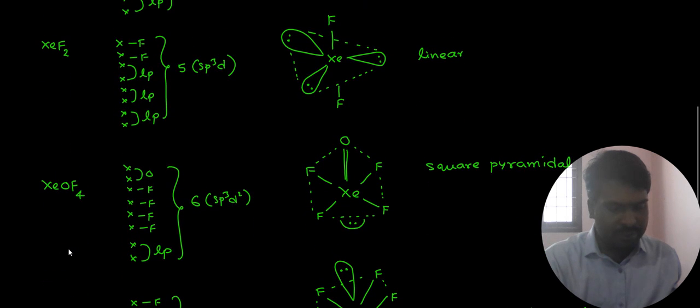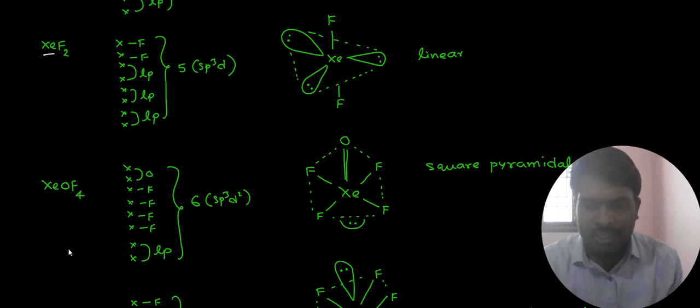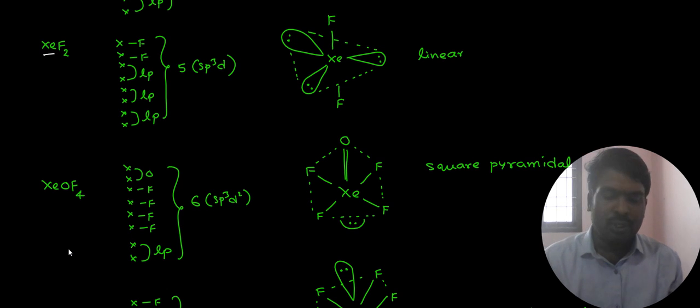Now moving to XeF2. Same, you can write the central xenon with 8 valence electrons. Fluorine is monovalent, 1 electron required. Remaining 6 electrons means 3 lone pairs. So, as I already told you, count atoms plus lone pairs. So 2 bond pairs, 3 lone pairs, total 5, sp3d.